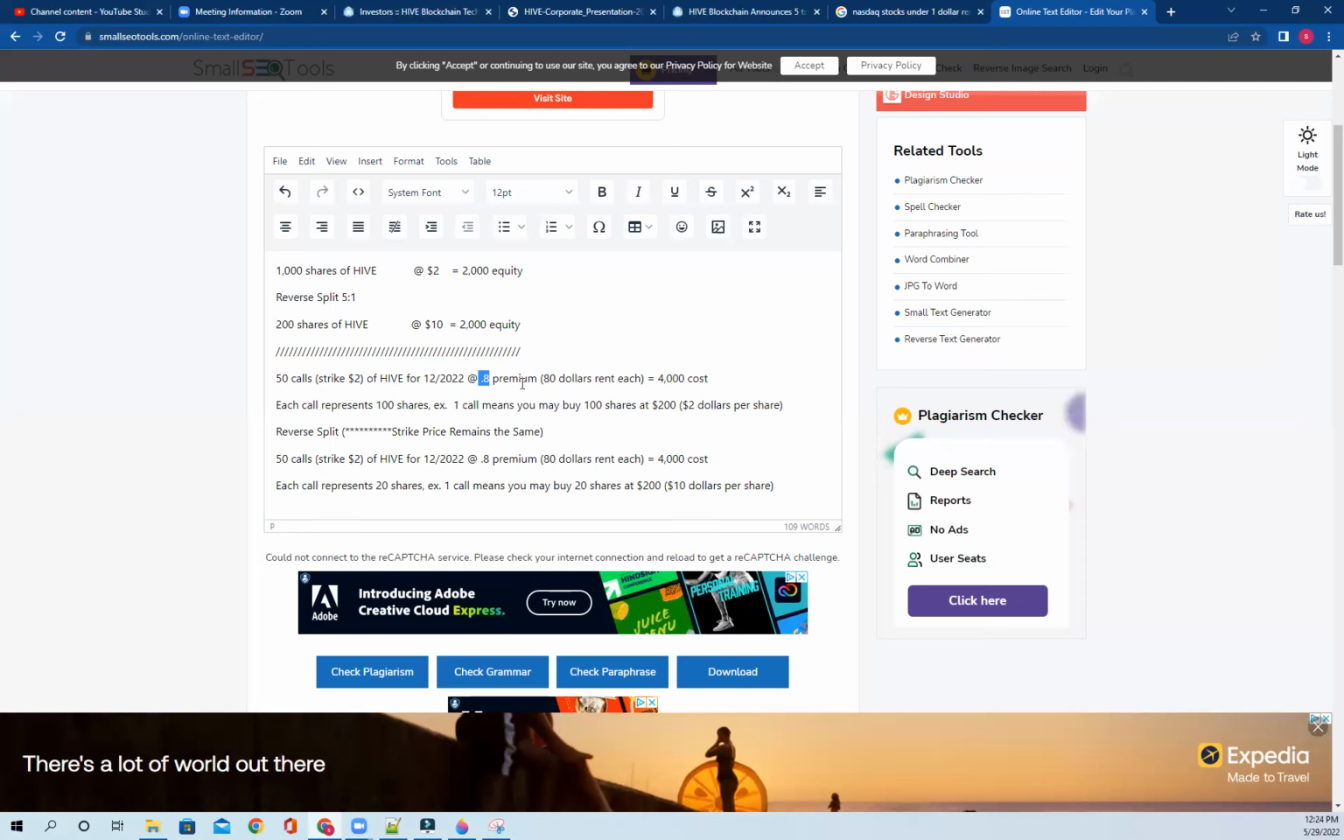Since each of these calls typically represents 100 shares, you multiply that by 100, and that's about $80 of rent. If you're selling covered calls like I did, you would receive about $80 of rent. Since you have 50 of them, you do 50 times 80, which shows it's about $4,000 of rent if you were selling them. If you were purchasing them, it would be $4,000 of cost to have 50 calls.